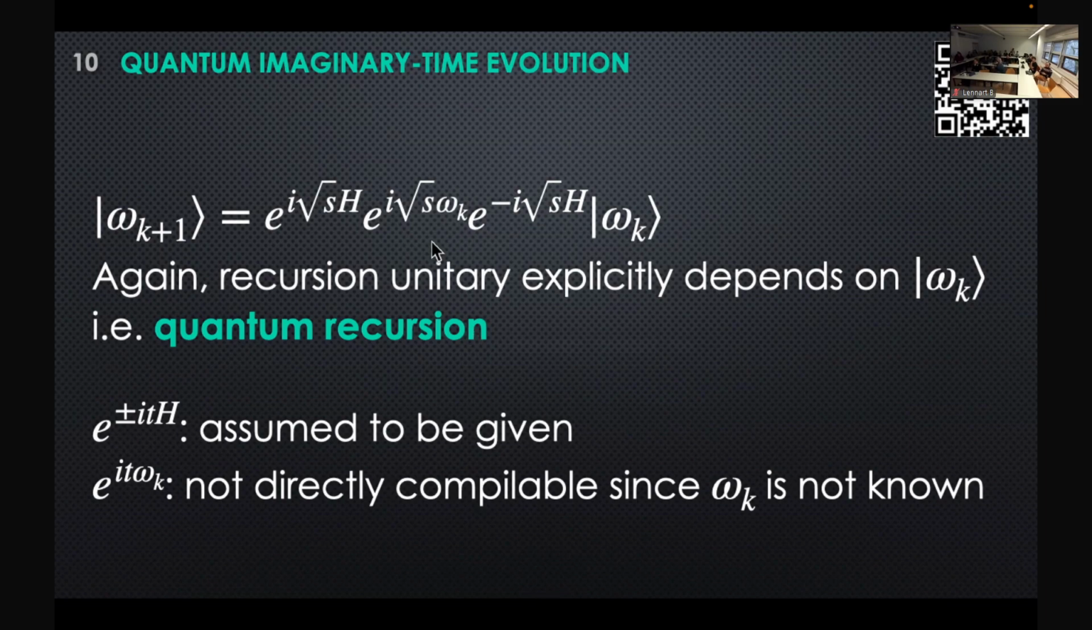So Hamiltonian evolution, we just assume that it is given. But the problem lies in this nonlinear part, the quantum recursion part. And we cannot just directly compile this exponential of i square root of S omega k because we don't know what omega k is, unless we classically simulate everything or unless we do tomography of this state omega k. So we need a different way of doing this.